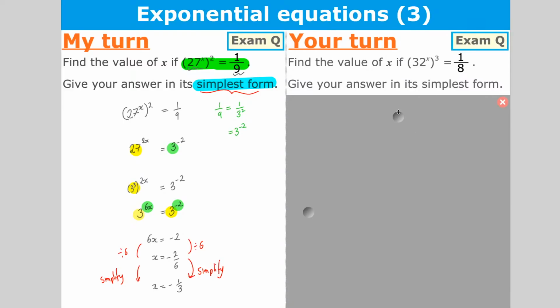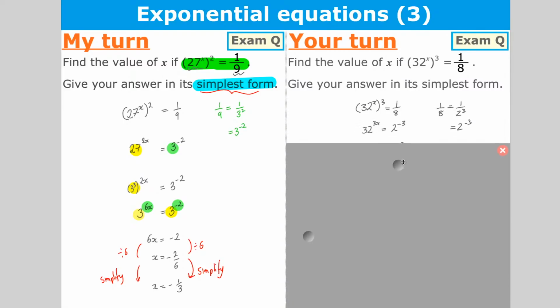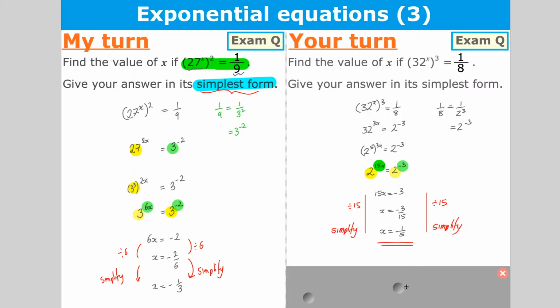Let's see what I got. Actually, to be fair, I shouldn't say well done until I know you got the same answer as me. Let me see. X is equal to negative 1/5, and we're there. X was equal to negative 1/5.